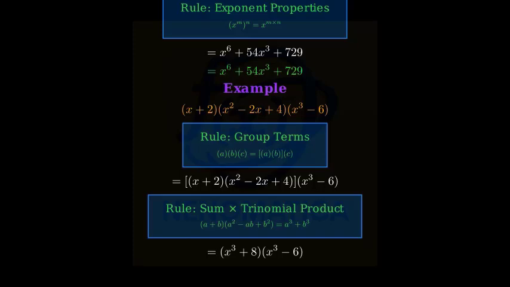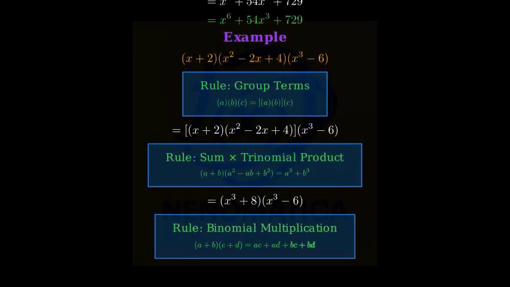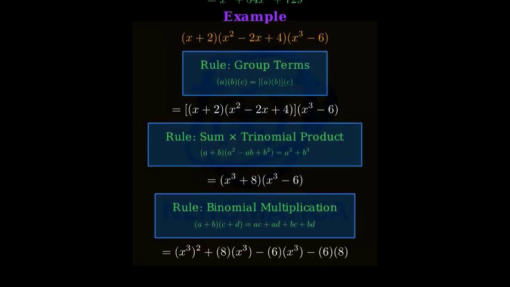When multiplying two binomials, we can use the FOIL method. First, outer, inner, last. Or simply distribute each term from the first binomial to each term in the second.